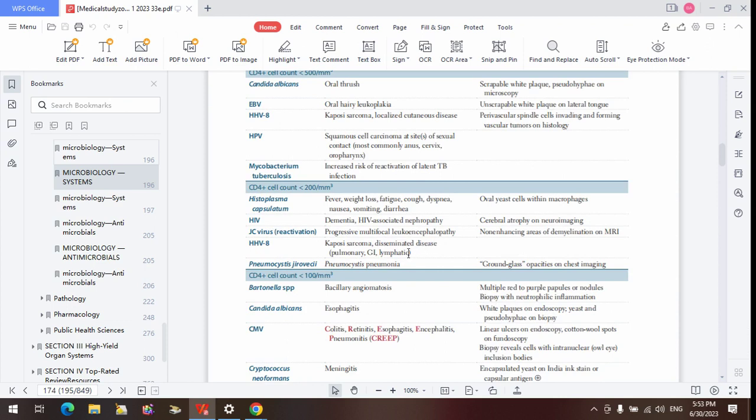So blasto is blastoconidia. What's peculiar about blasto? Double, broad base. Which one is narrow base? Narrow base is Sporothrix. Is it not Aspergillus? Aspergillus is long. Is it not Sporothrix? Cigar-shaped.